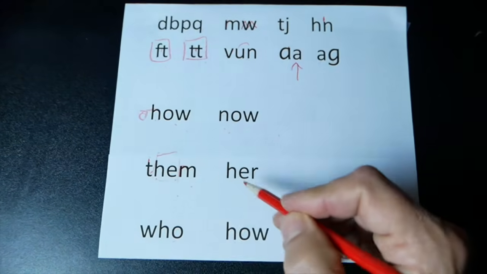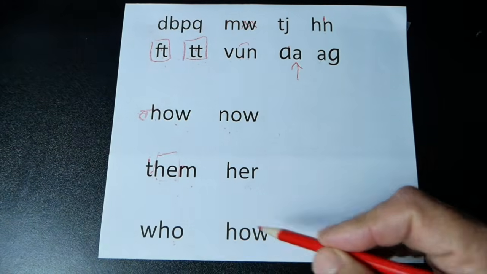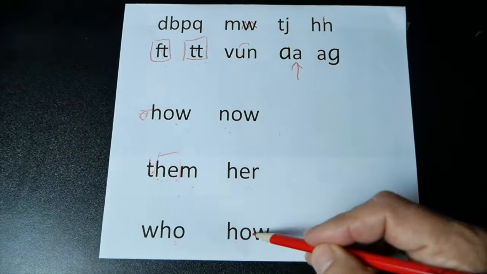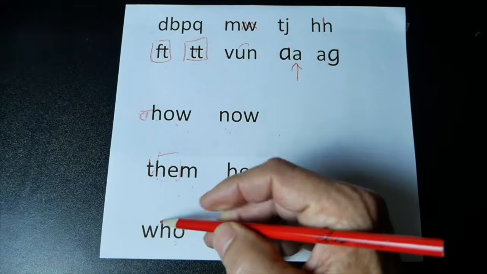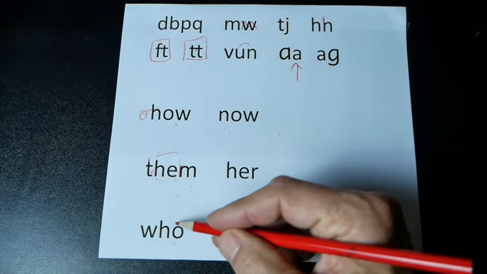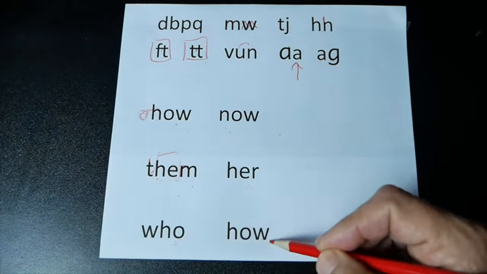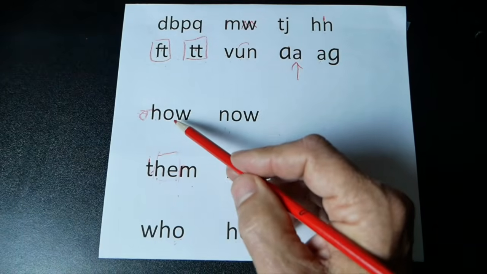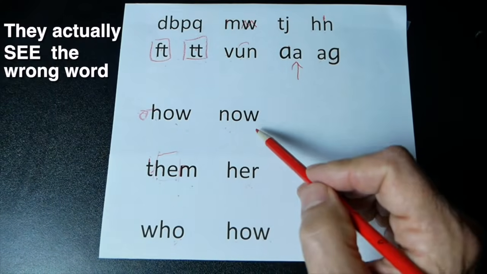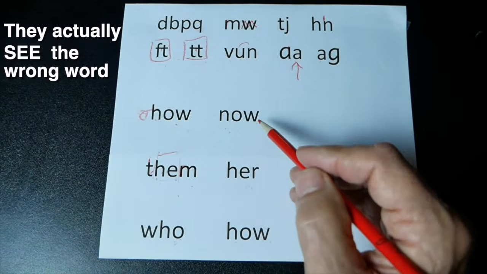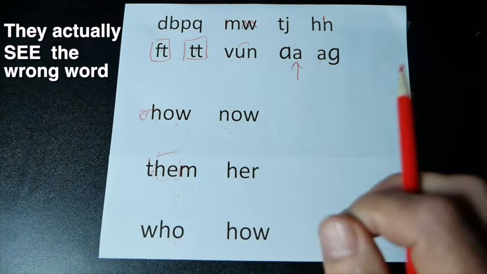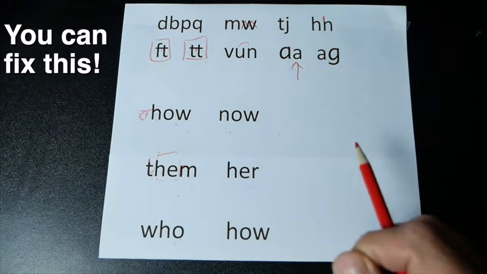They look at them, they see her. Who becomes how because all the letters are there. The WH is hard to process. If we move the H up front, who becomes how. So when they look at these words, they're actually seeing these words, which is frustrating to you. Now remember, stick with me. I'm going to show you how to fix all of this.